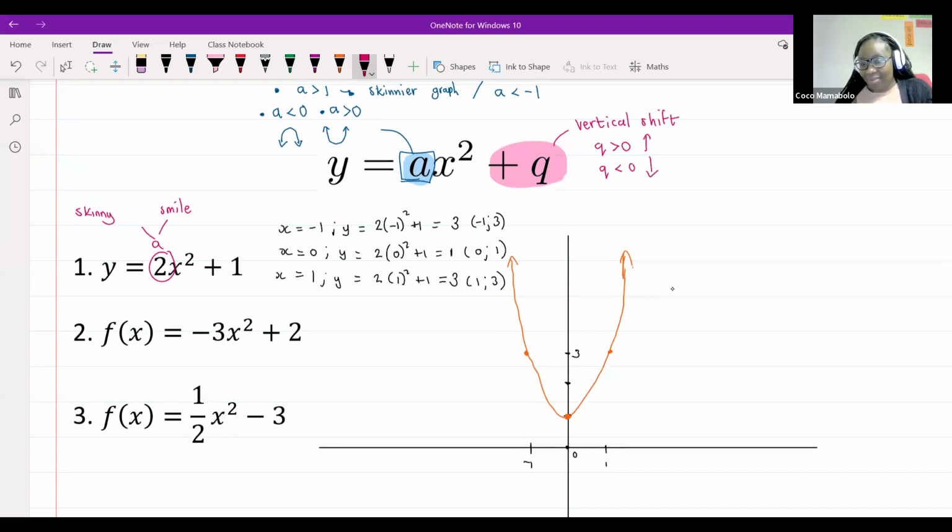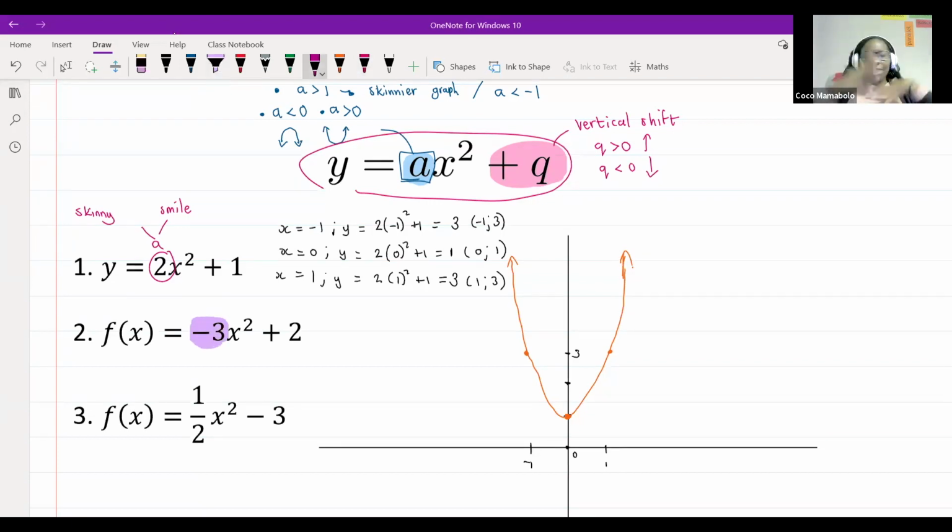Are we all okay with this? Happy? Lovely stuff. Good, good, good. All right. So we're not going to sketch the graph of f of x is equal to that. What we're going to do is interpret it using what we've seen over here. All right. So let's start with the a value. Let's go to the a value over here. We've got -3 in front of my x squared.